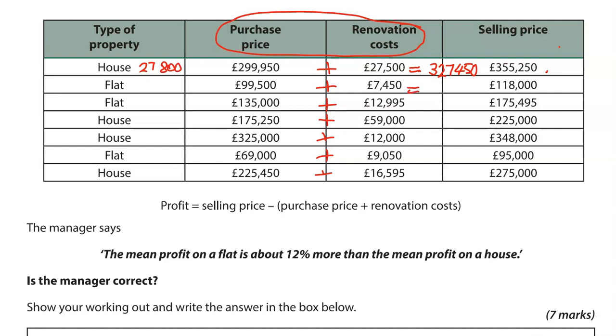Adding these two together, 99,500 and 7,450, gives us £106,950, which we're going to take away from 118,000, which gives us 11,050. The total is 147,995, which we're going to take away from 175,495.